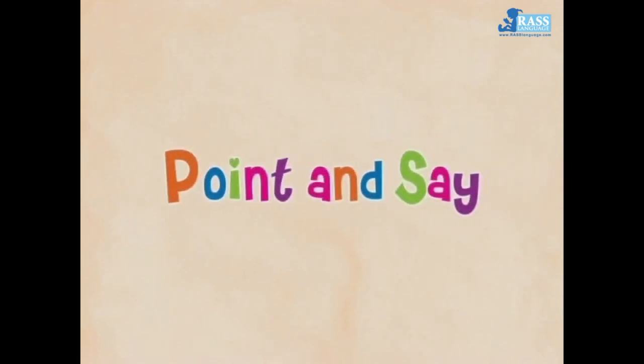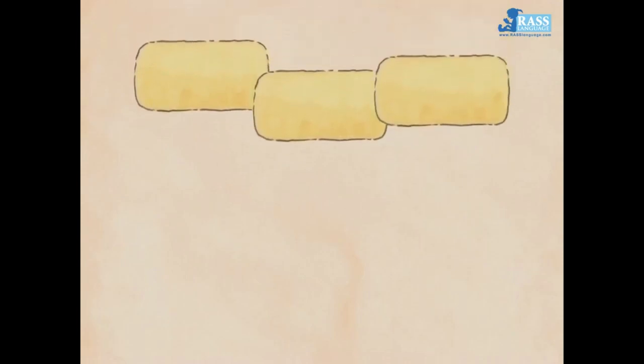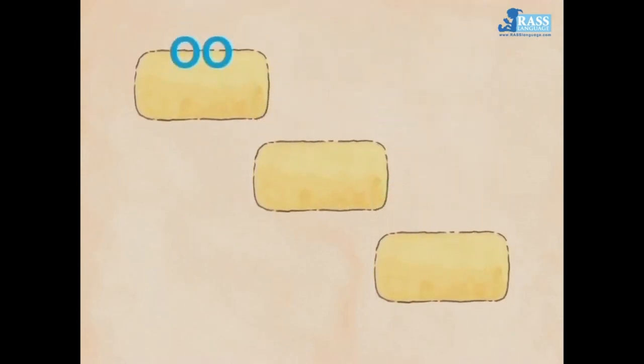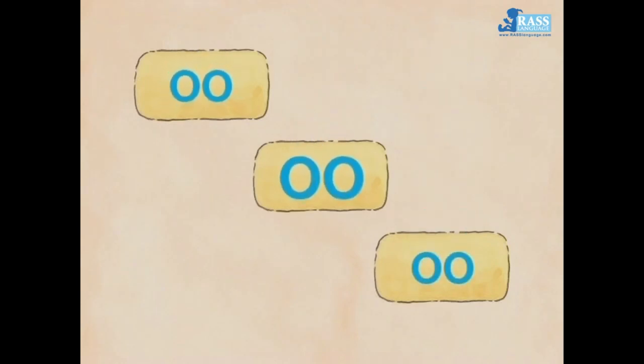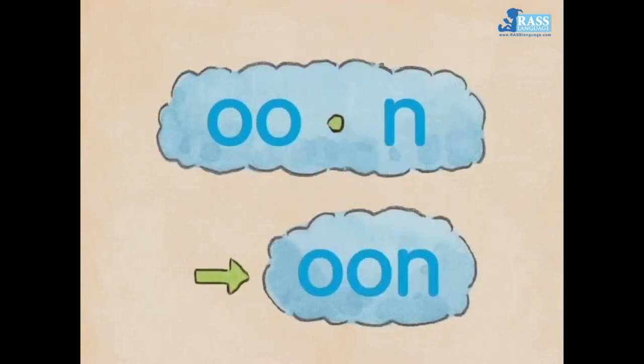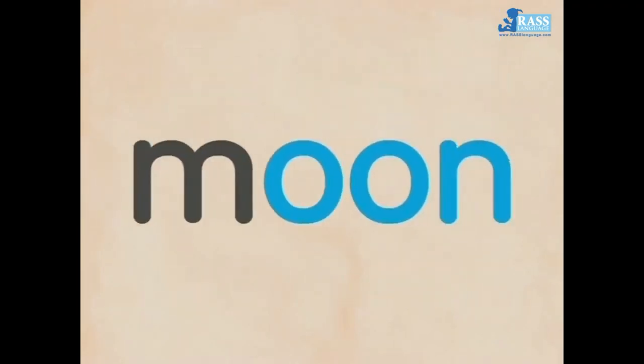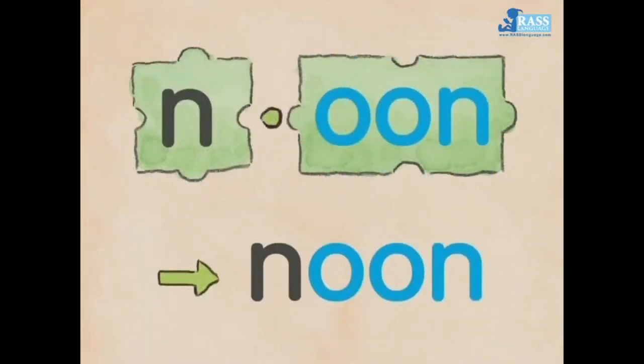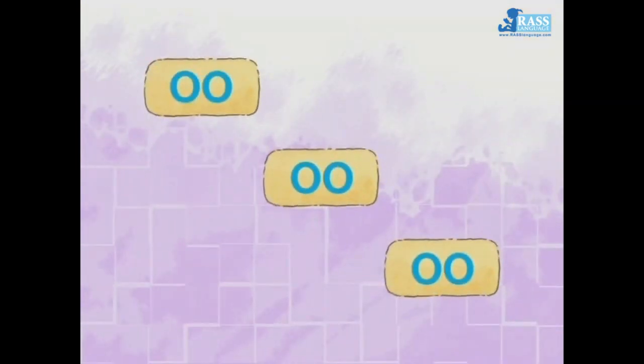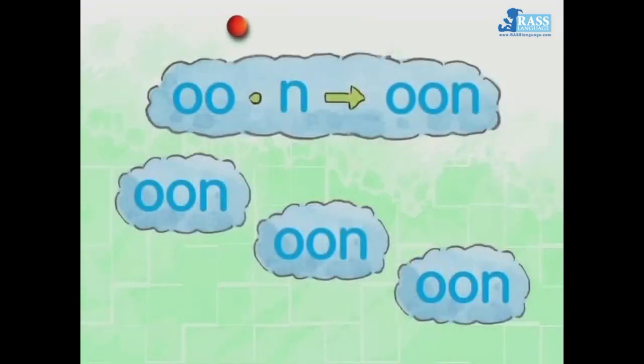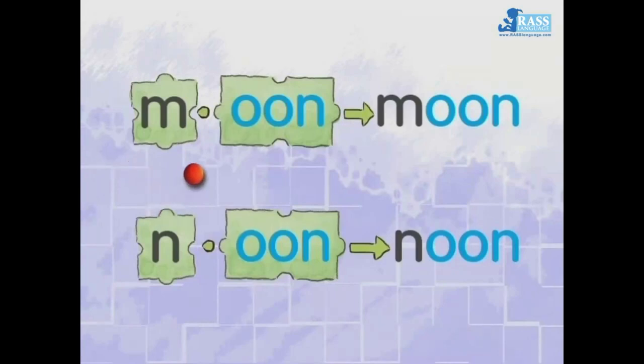The word family of oon. Point and say. Ooh, ooh, ooh. Oon, moon. M, oon, moon. N, oon, noon. Come on, let's chant together. Oon, oon, oon. M, oon, moon. N, oon, noon.